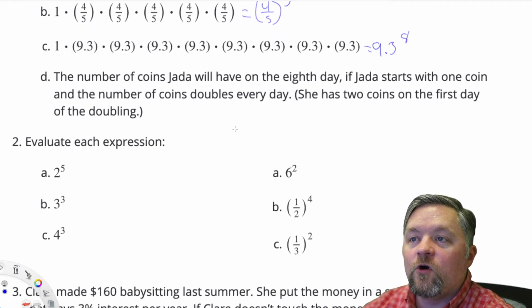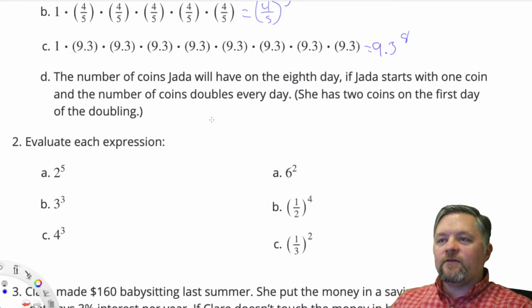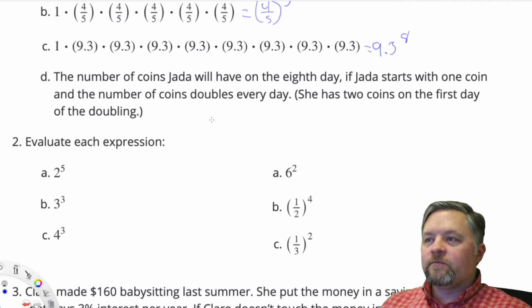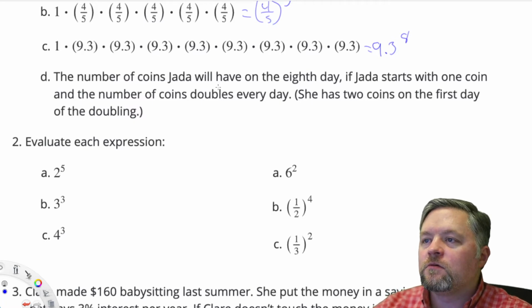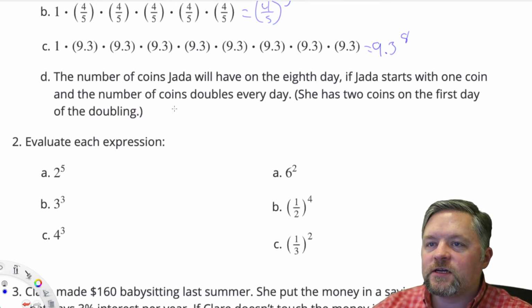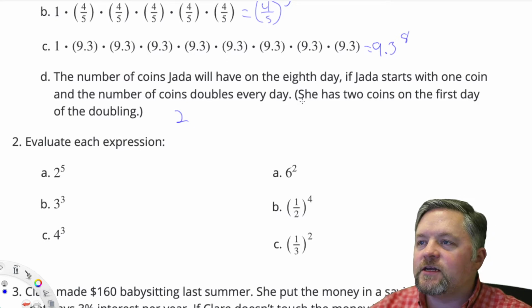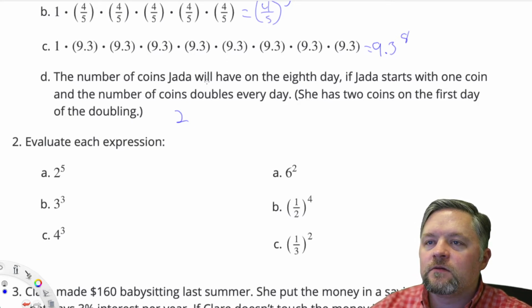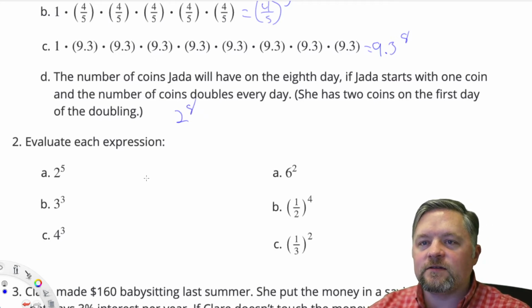The number of coins Jada will have on the 8th day if Jada starts with 1 coin and the number of coins doubles every day. So, 2 coins on the first day of doubling. 2 coins. How many days are we doubling it? 8th day. 8 times 2 to the power of 8.